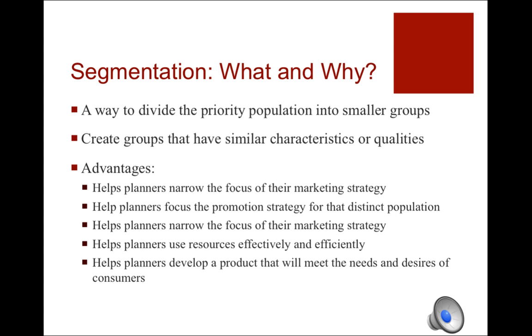There are two ways planners can segment populations. They can use information gathered from secondary data, or they can collect primary data using surveys, focus groups, and interviews. Next, we are going to watch a video that will explain the diffusion of innovation theory.